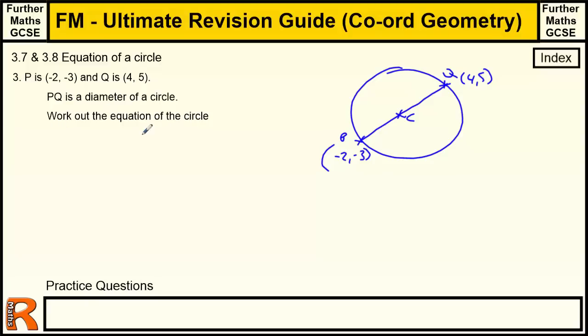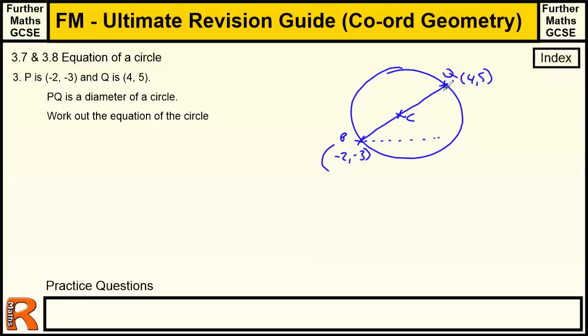Okay, work out the equation of the circle. So to work out the equation of the circle, we need to know the radius. So we need to work out how far this is from here to here, and then halve it. And we need to know where the centre is, so we can find the midpoint of the diameter. That gives the centre, and that gives everything we need to know. So let's start with the radius.